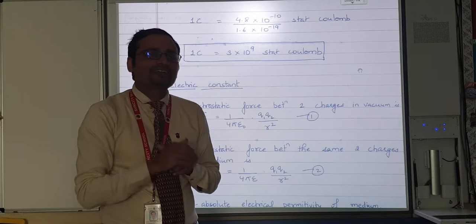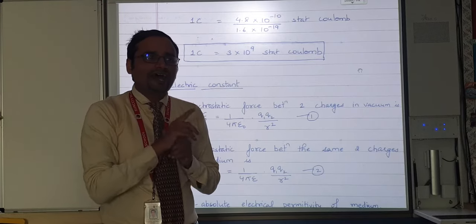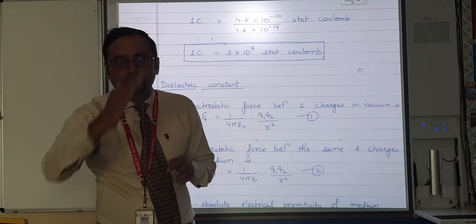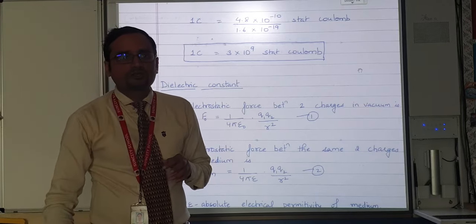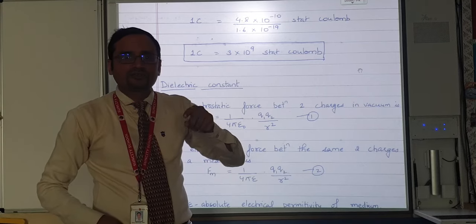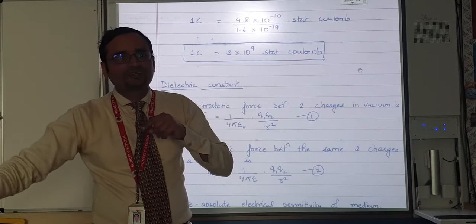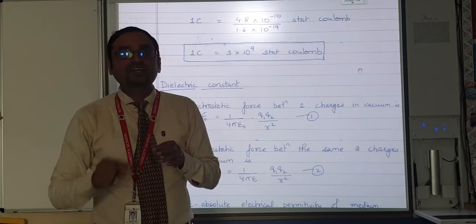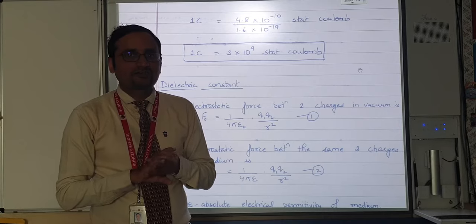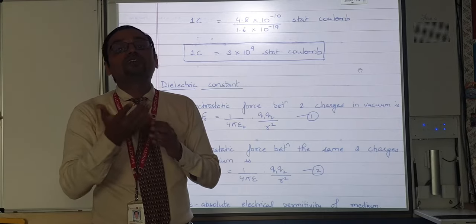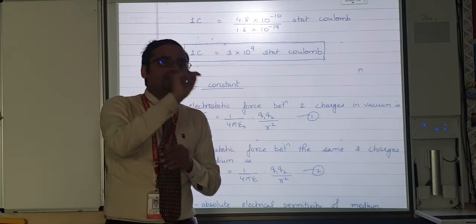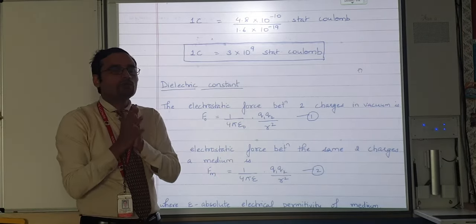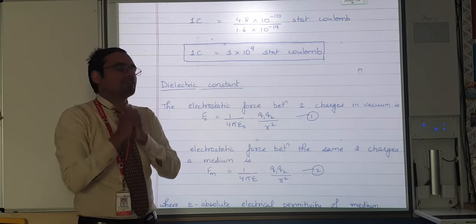Now, what is this dielectric? You know, air is a dielectric. In lightning, the charge is moving from the clouds to a particular place. Air is an insulator, but the charge is transferring. So what happens? It gets ionized in the atmosphere and then it is passing. So it's a dielectric, which transfers the charge without conducting. Now, dielectric constant, this is a very interesting and important topic which you need to understand. What do you mean by dielectric constant?